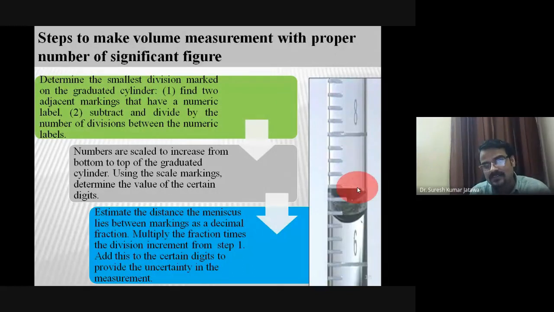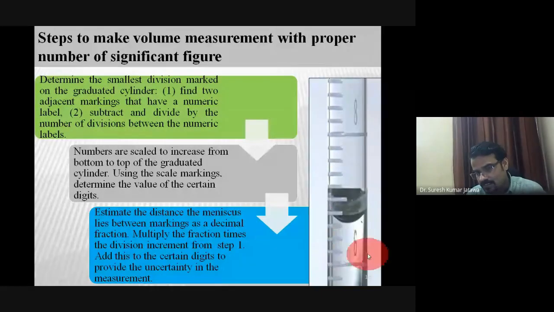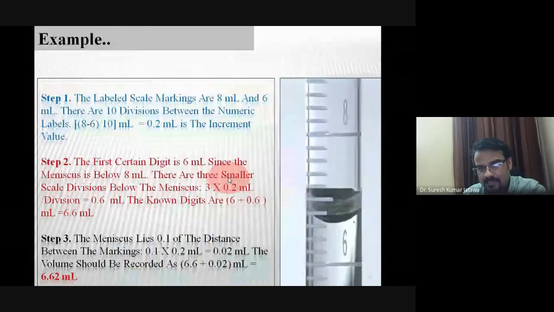Then find adjacent markings that have a numerical label. What are the adjacent markings? Here you can see this is 6 and this is 8, and your meniscus is between 8 and 6. It is here. So you have identified the two numbers 8 and 6, and this one is the smallest division. Then subtract and divide by the number of divisions between the numeric labels. All these things can be clarified by this slide.